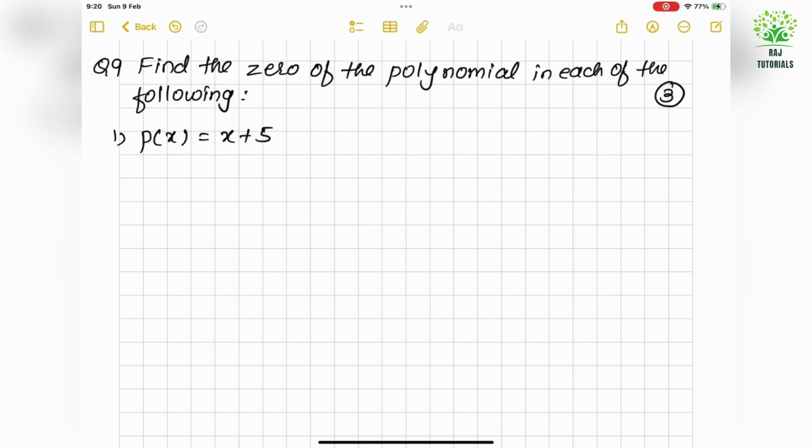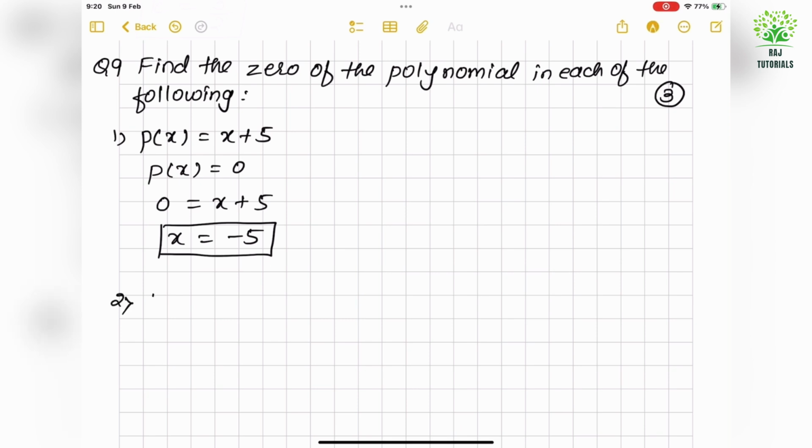Now next question says find the zero of the polynomial in each of the following. First one given to me is p of x equal to x plus 5. So to find the zero, p of x I will take as 0. So 0 equal to x plus 5. So x equal to minus 5. In the first one I got x equal to minus 5 as the solution.